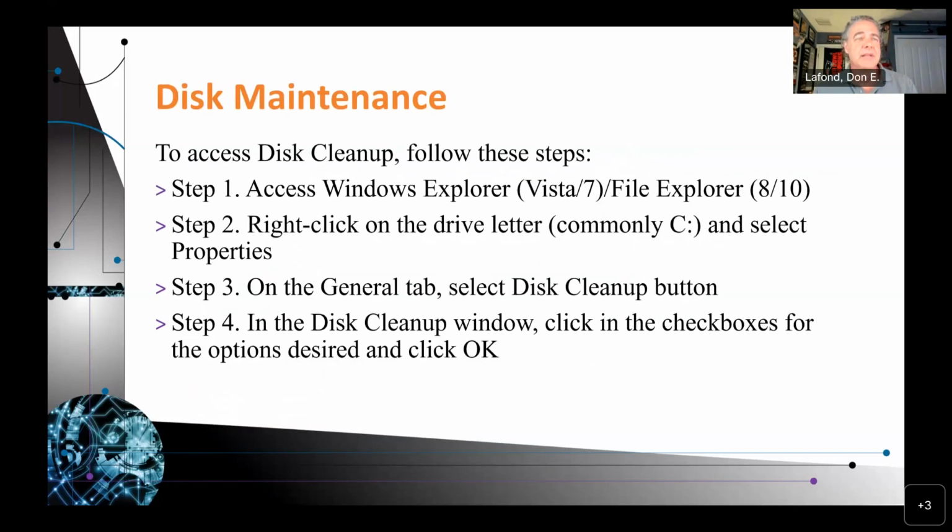Here's how to get to disk cleanup. Access Windows Explorer, that's the yellow folder, not Internet Explorer. Right-click on the drive letter and select Properties. On the General tab, select Disk Cleanup, and in the Disk Cleanup window, click on the check boxes for the options desired and click OK.